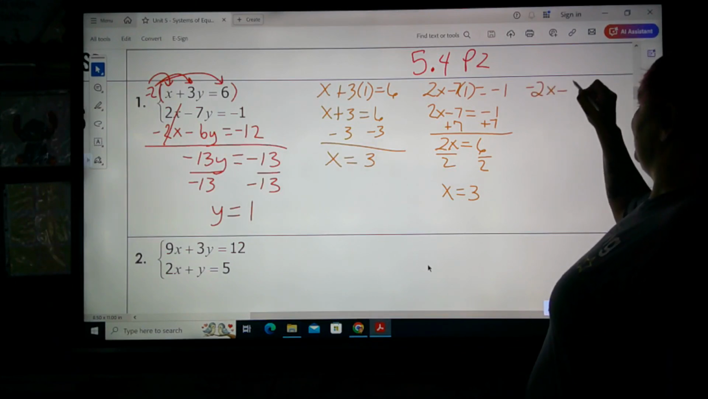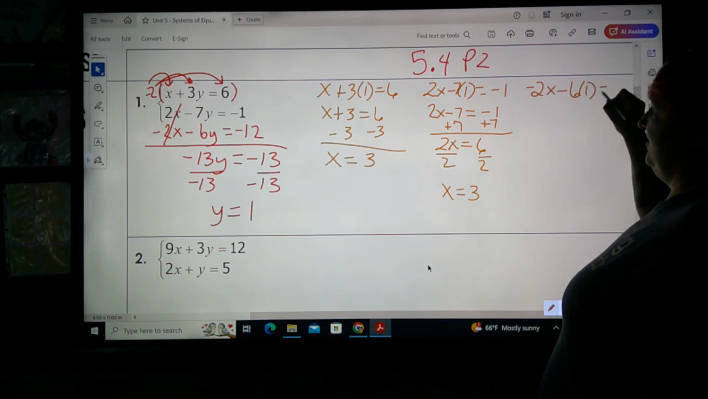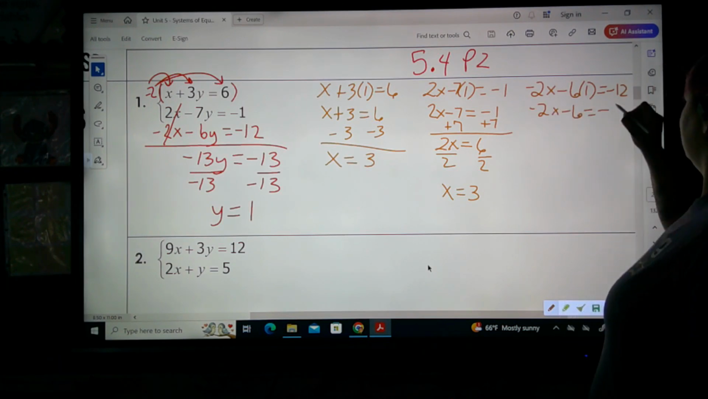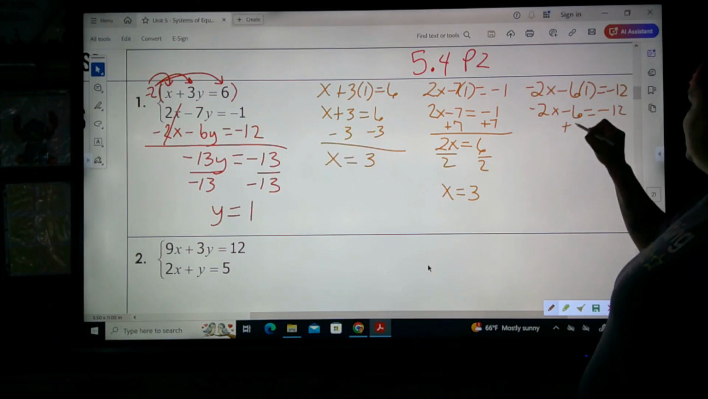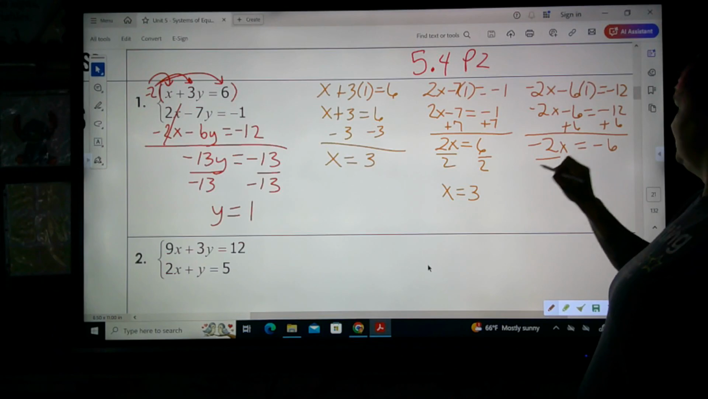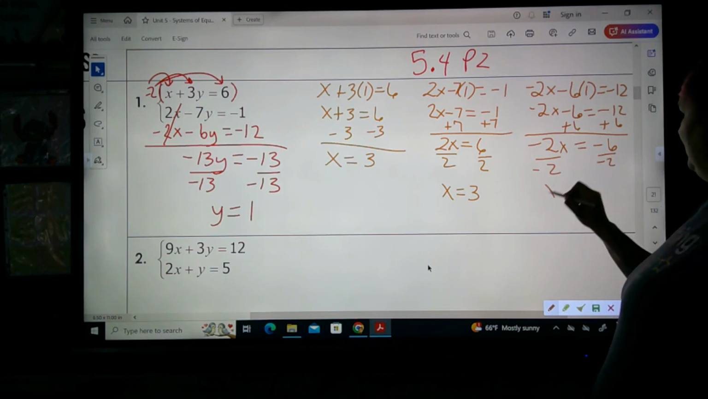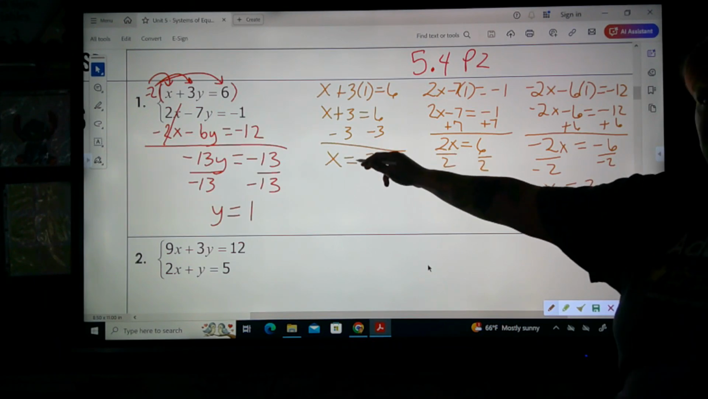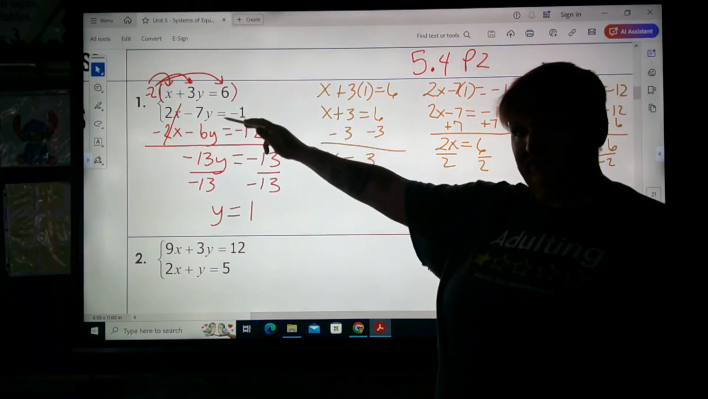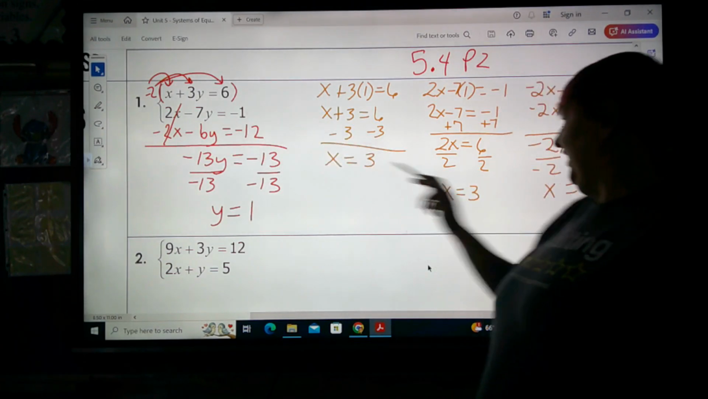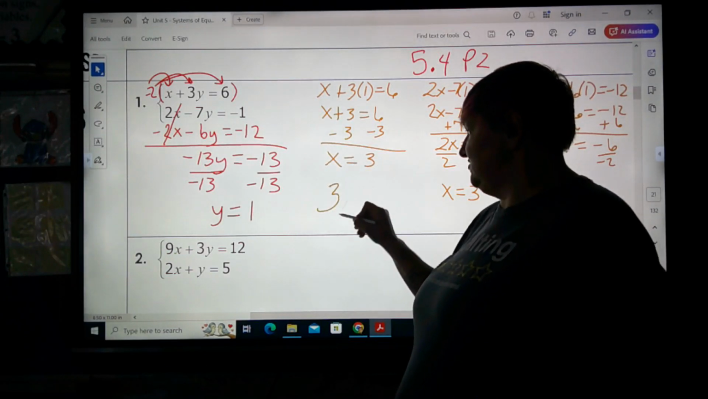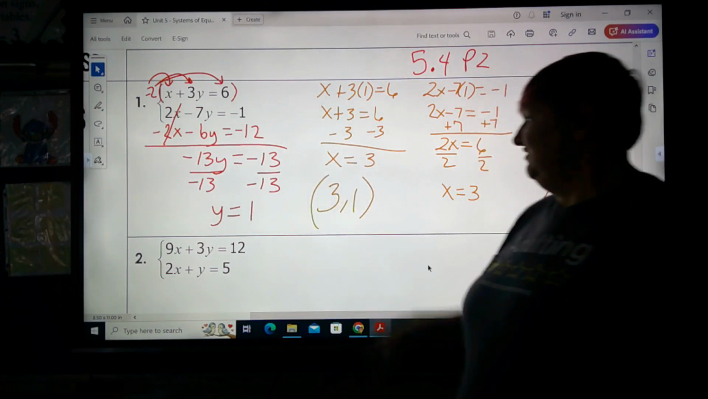-2x minus 6 times 1 equals -12. -2x minus 6 equals -12. Add 6 to both sides. Negative 2x equals negative 6. Divide both sides by negative 2. X equals 3. Either way you go, you can substitute your y into any one of the three equations, and you'll get x equals 3. So our solution to this system of equations, our x value is 3, our y value is 1. That's our solution.